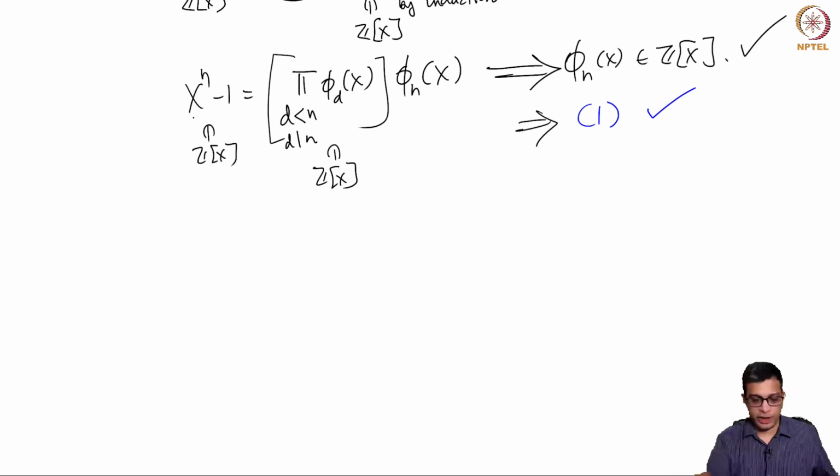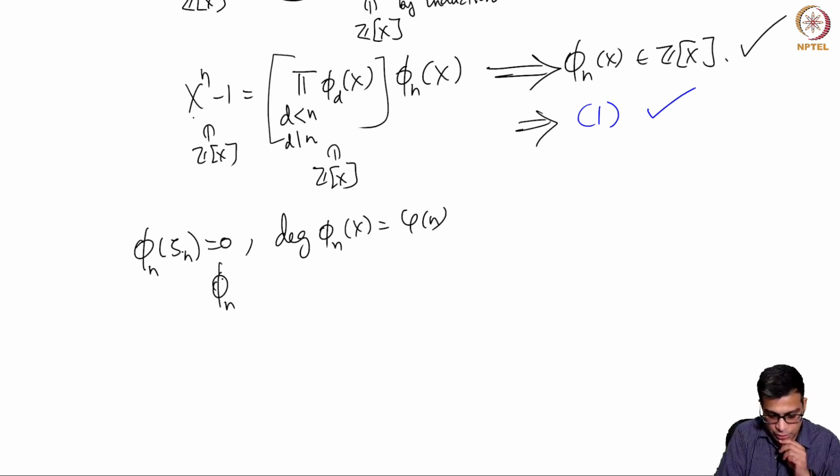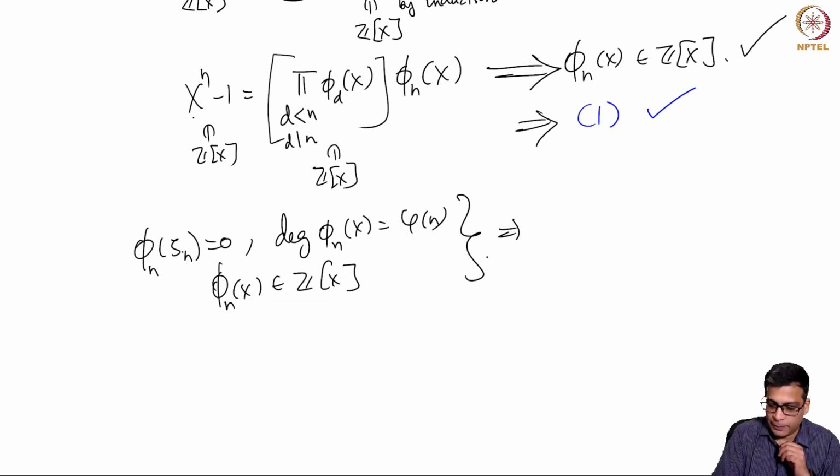But now 1 and 3 imply 2, right? Since phi n of zeta n is 0, the degree of phi n x is phi(n), and phi n is in Z[x], that better imply that phi n is the irreducible polynomial of zeta n.